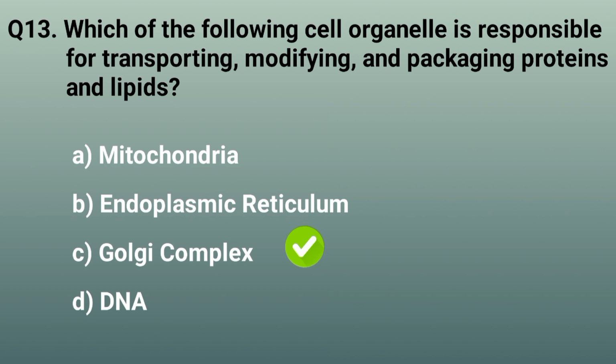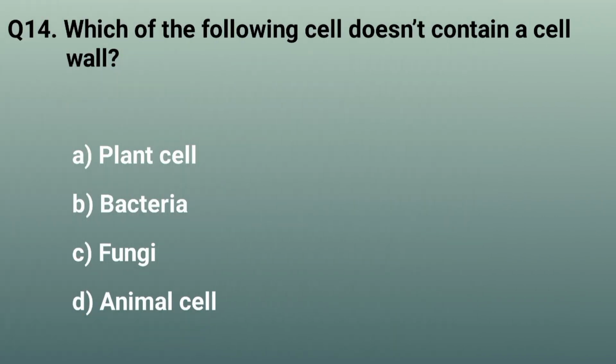Question number 14. Which of the following cell doesn't contain a cell wall? The right answer is option D. Animal cell.